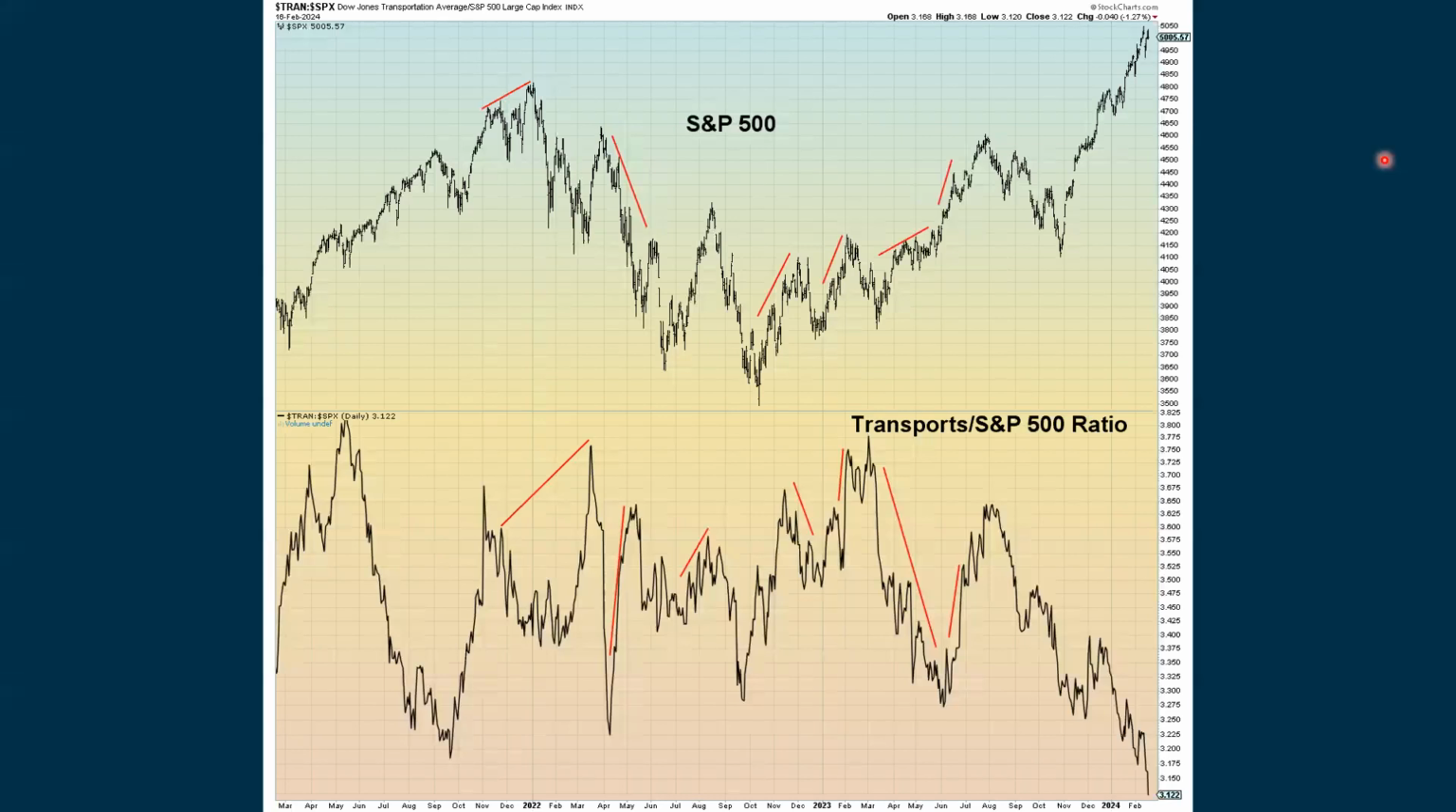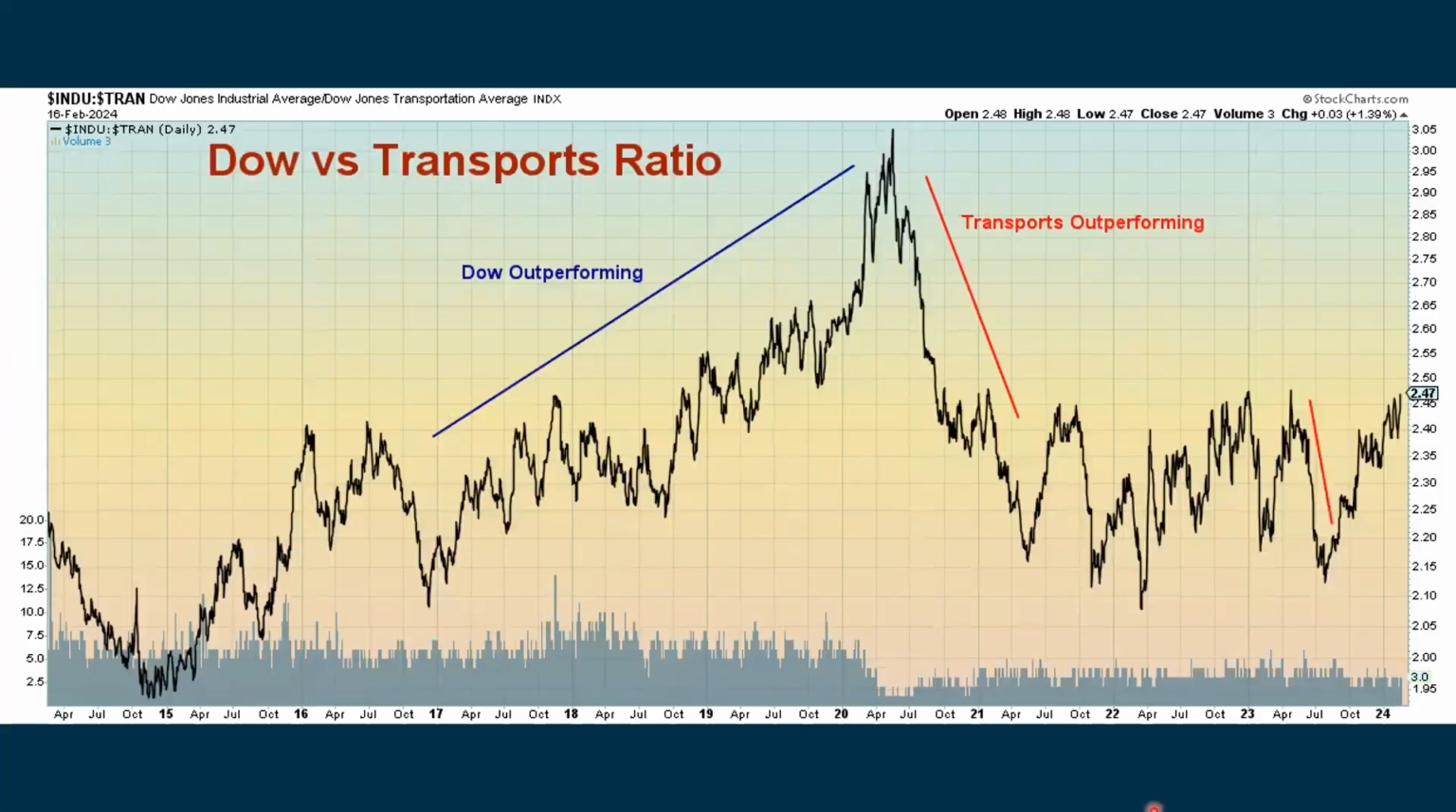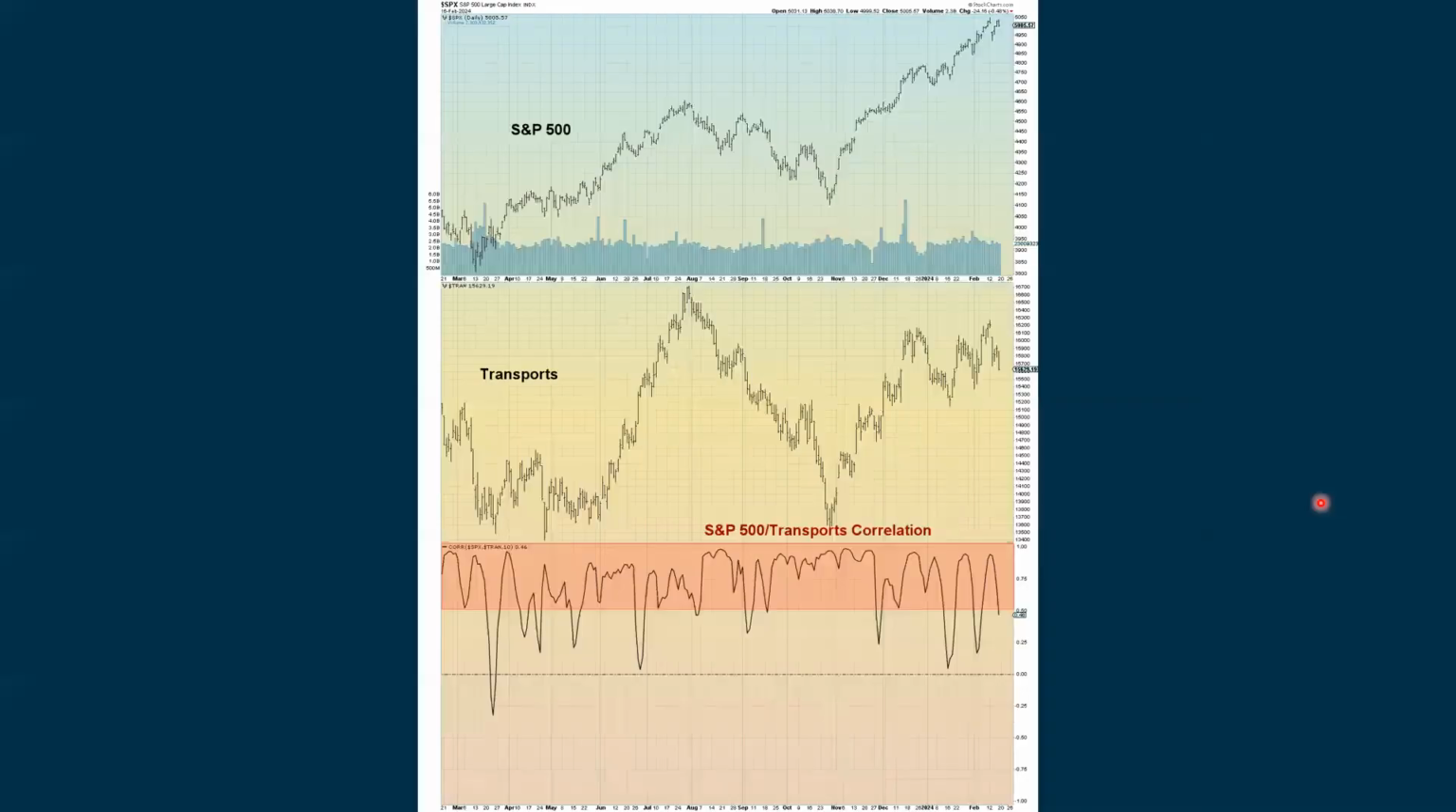And we're also looking at a ratio between the transports and S&P. When this is going down, that means the transports are underperforming, and you can clearly see that this is continuing to go down. Then we look at a ratio between the Dow and the transports. When this is going up, that means the Dow is outperforming. We want to see the transports doing better than what they've been doing here.